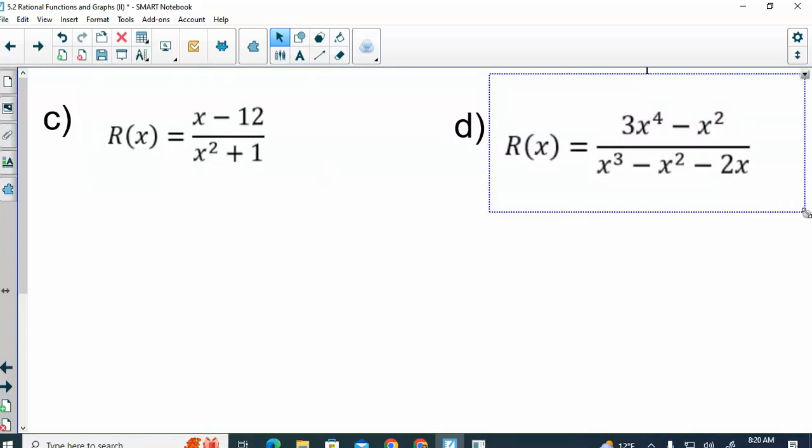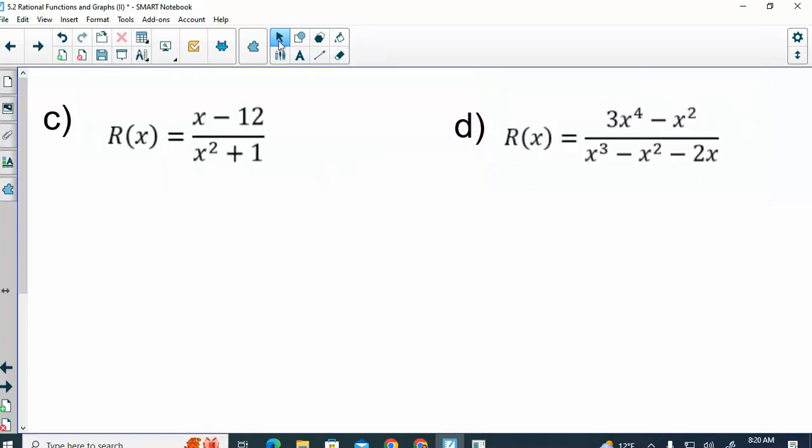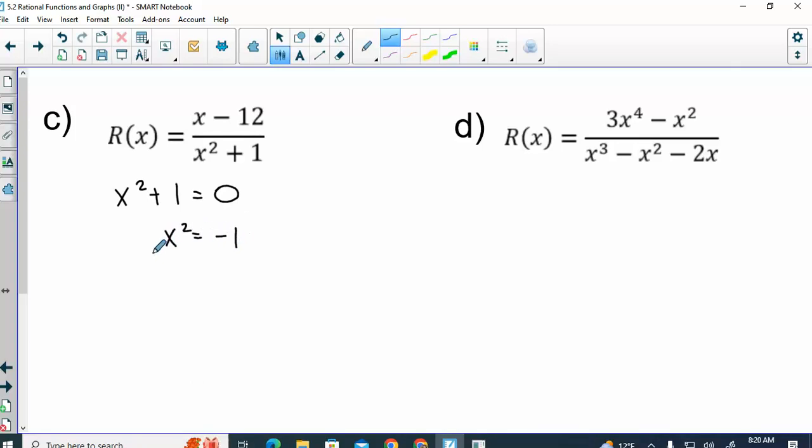All right. So for the first one, how do we find vertical asymptotes? The bottom. The bottom equal to 0. Plus or minus 1? That's not possible. So what would I say for my vertical asymptote? NA, or none, whatever you want to write there. We don't have it.